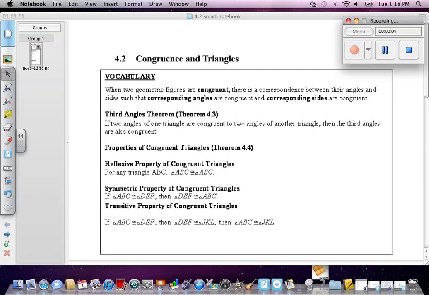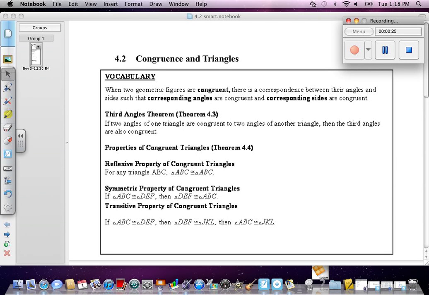We're looking at 4.2, congruent triangles. Third angle theorem: if two angles of one triangle are congruent to two angles of another triangle, then the third angle also has to be congruent. Which makes sense, right? Because the interior angles of a triangle always have to add up to 180. So if you know two of them are the same, the third angle has to be the same for both triangles, because there's only one way to get 180.